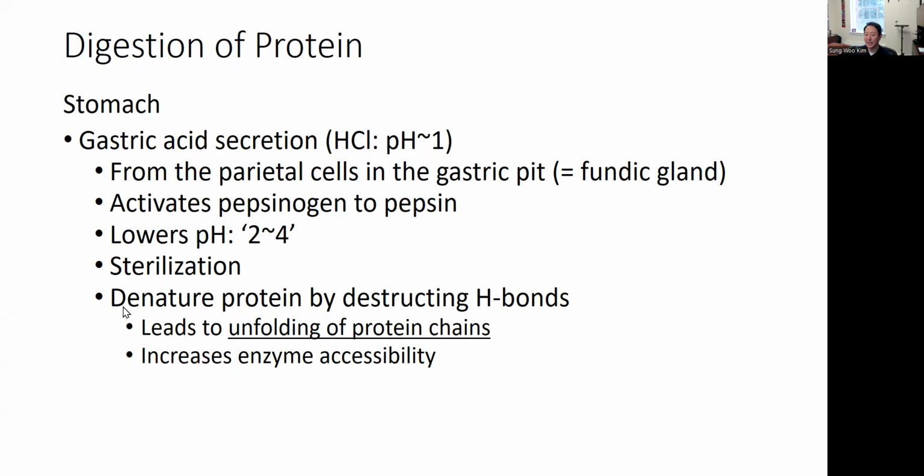Another important thing is denaturing the protein, because a low pH will cleave hydrogen bonds within the structure of the protein. So protein is in a three-dimensional structure. Most likely, under low pH, this protein will become very long, linear polypeptides. So it is causing the unfolding of protein chains. Once protein becomes polypeptides, now the enzyme can cleave the peptide bonds effectively. So it increases enzyme accessibility.